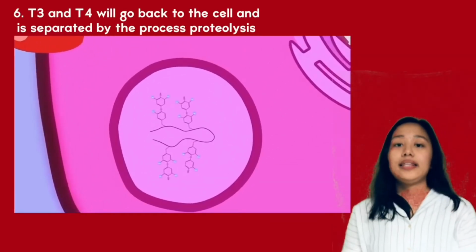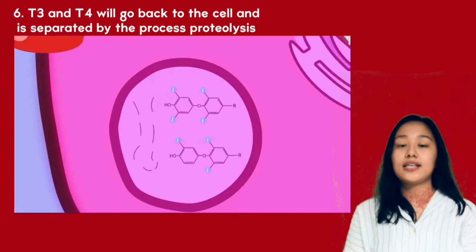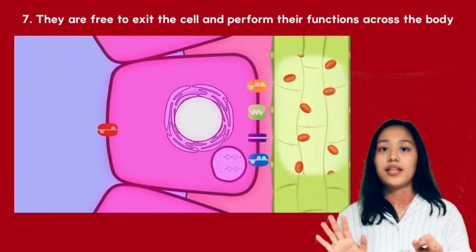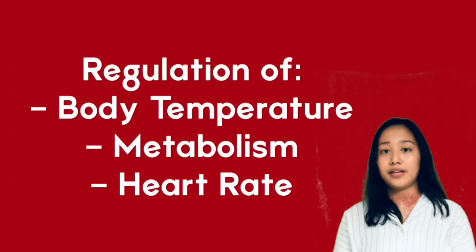6. T3 and T4 will go back into the cell and proteolysis separates them. 7. They are free to exit the cell and perform functions in regulation of body temperature, metabolism, and heart rate.